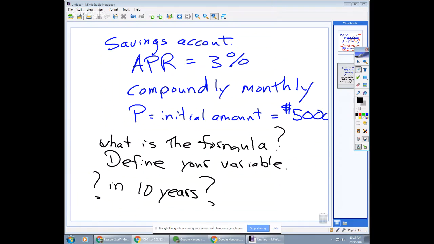Anybody think they got the 10-year amount? Got a formula? You got a formula, try to get the 10-year. Oh, you don't have a calculator. Oh, you do actually. Oh, you got a spare, nice. One in my office, I can get it.